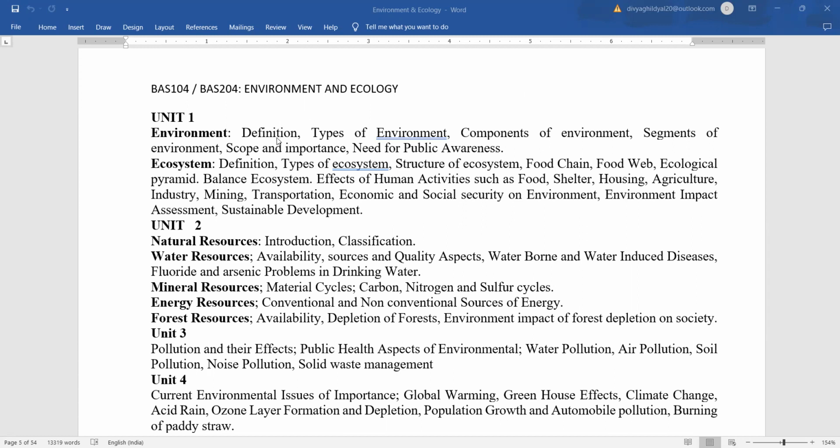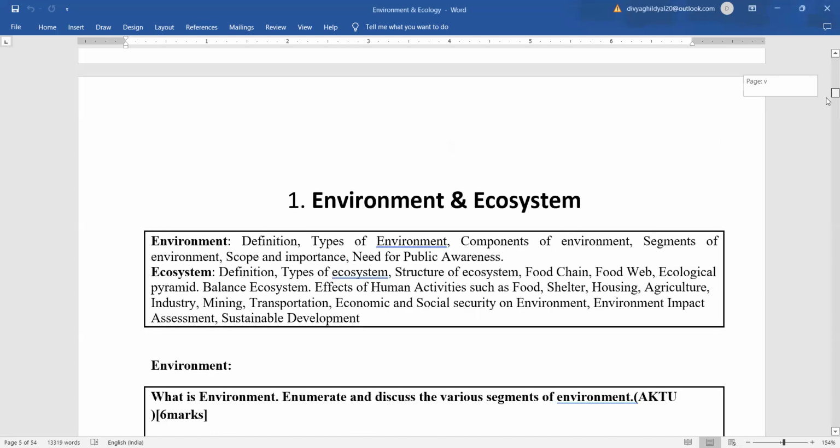Let us continue. Unit 1, Definition. This is a very favorite question of Section A where you are supposed to give a definition of the word environment. The components and segments of environment is a repeated question of Section B where you have to discuss the various components and segments of environment. Section C question comes as a lengthy question asking you to discuss the various importance, scopes and requirement for public awareness for environment. So let us begin.